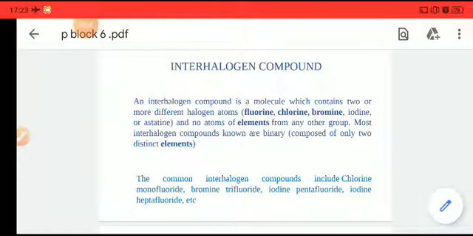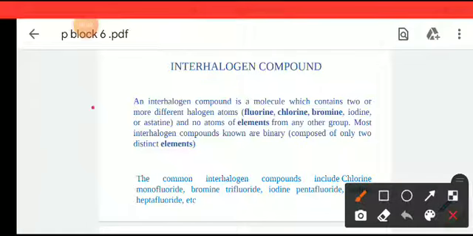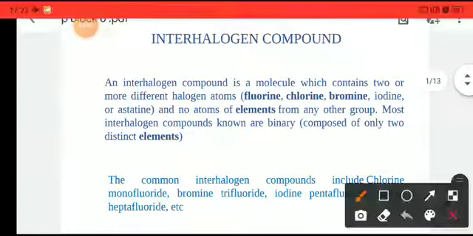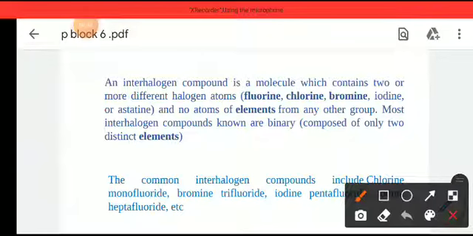So let's begin. Interhalogen compound. An interhalogen compound is a molecule which contains two or more different halogen atoms. Like what are the halogens? Fluorine, chlorine, bromine, iodine, and astatine. No atoms of elements from any other group.